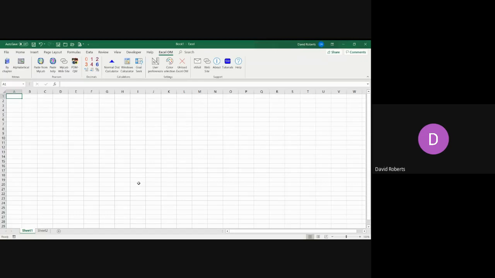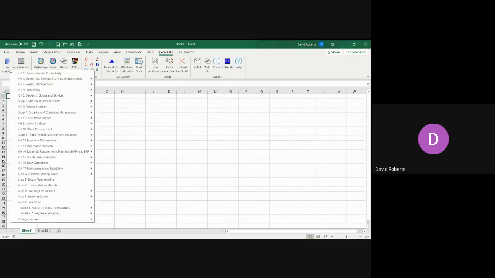For problem number 1, we're going to use the Excel OM software for doing some forecasts. After you've loaded your Excel OM software, you go to chapter number 4, forecast. Part A asks us for a 3-week moving average to determine the demand for October the 12th. So we're going to select the very first one.